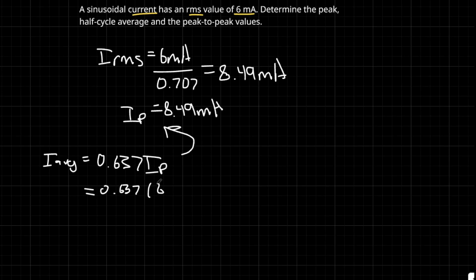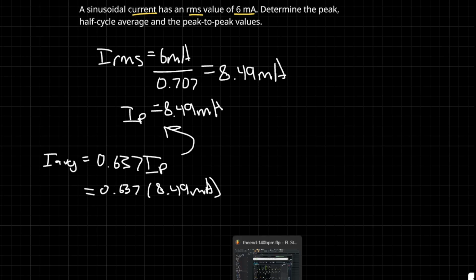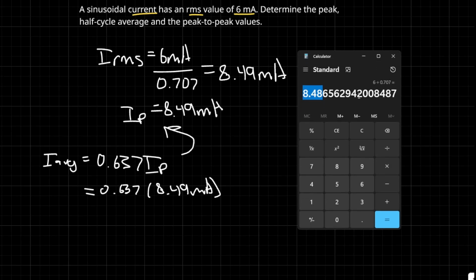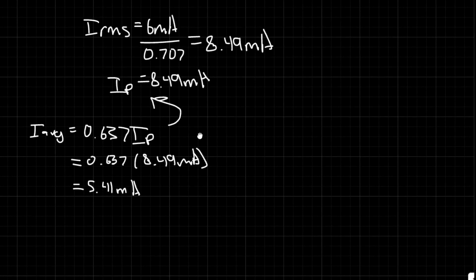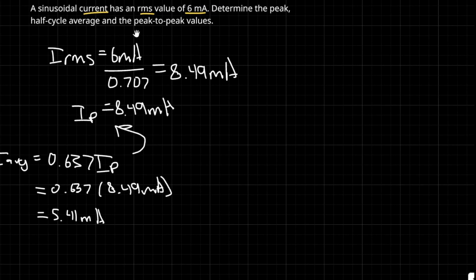So what we have is 0.637 times 8.49. I was going ahead in my mind to the next question; for some reason, I thought we were doing the peak-to-peak values. So we have 5.41 milliamps. Make sure you have the same unit, or you might get deducted marks. So this is the answer for the half cycle average.